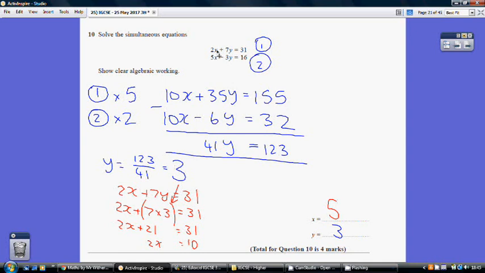So just take one of the equations you started with, whichever one you think looks easiest. So I'm taking my 2x plus 7y equaling 31, and I'm doing this second step down here in red. So I've just worked out that y is 3. So 7y means 7 times 3, which is 21. So 2x plus 21 equals 31. Taking away 21 from both sides, I've got 2x equaling 10. Dividing by 2, I therefore get x equaling 5.